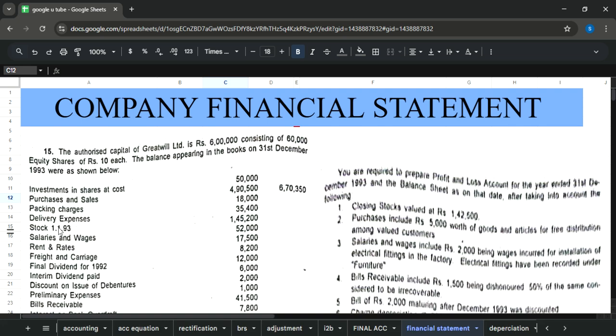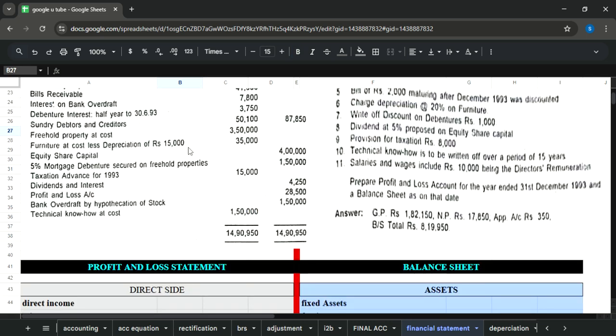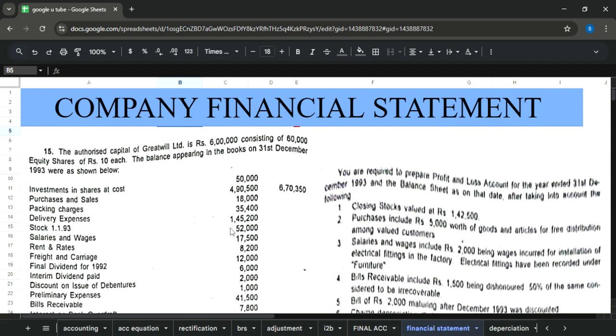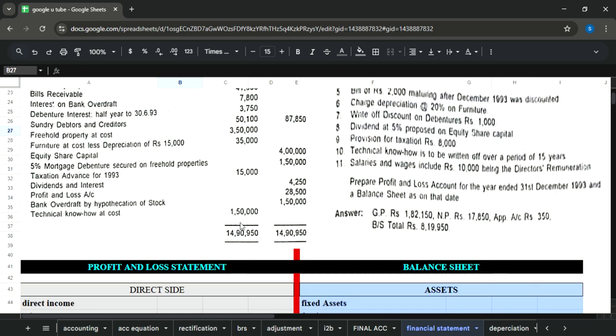Stock, since 1st January is written, our last date is December, so it means it's opening stock, and place of opening stock is already fixed. And here you can see opening stock is 145,200. Write down 145,200 in direct side or cost of goods sold statement.